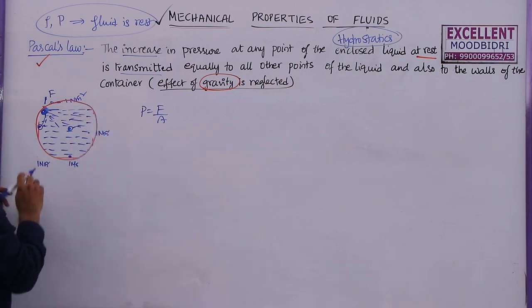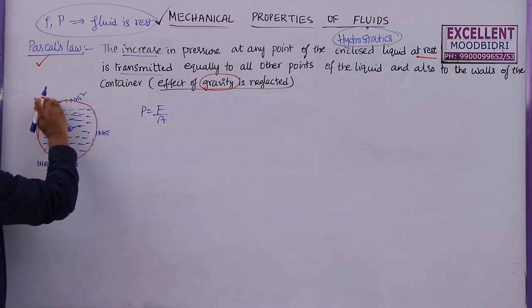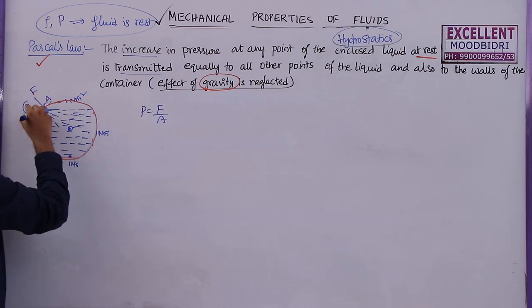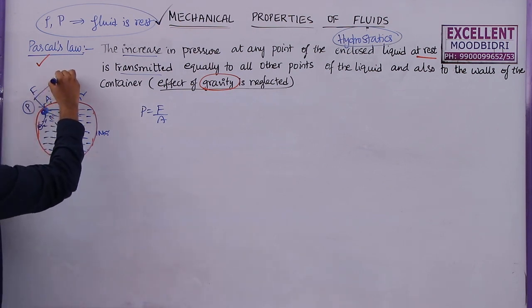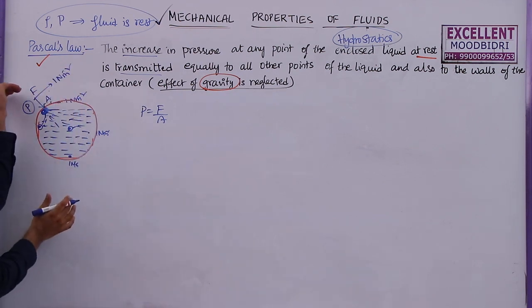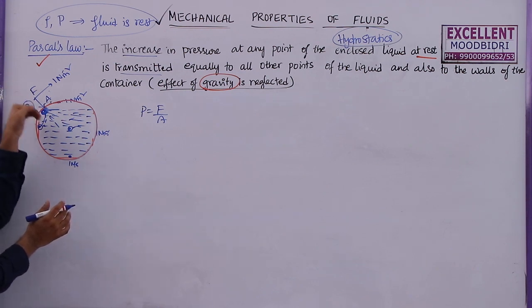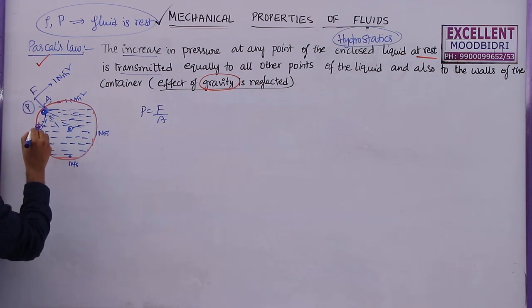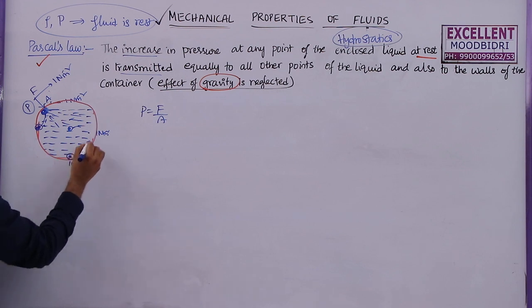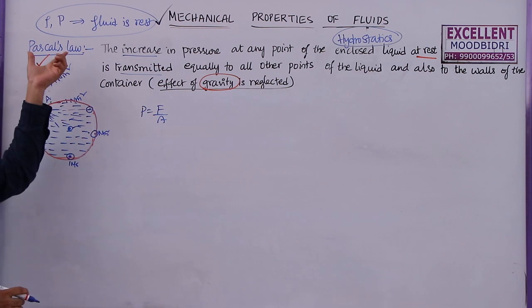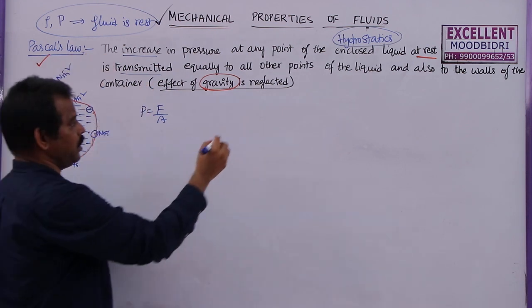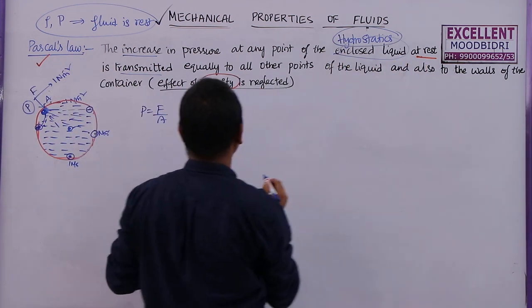Now, if you apply some force perpendicular to the surface of the balloon on a particular area, the pressure is P equal to F by A. Let us say this pressure is exactly equal to 1 Newton per meter square. If you press it, that means I am increasing the pressure there. So here the increase in pressure is 1 Newton per meter square, here 1 Newton per meter square, here 1 Newton per meter square. So Pascal's law can be applied for an enclosed liquid which is at rest.